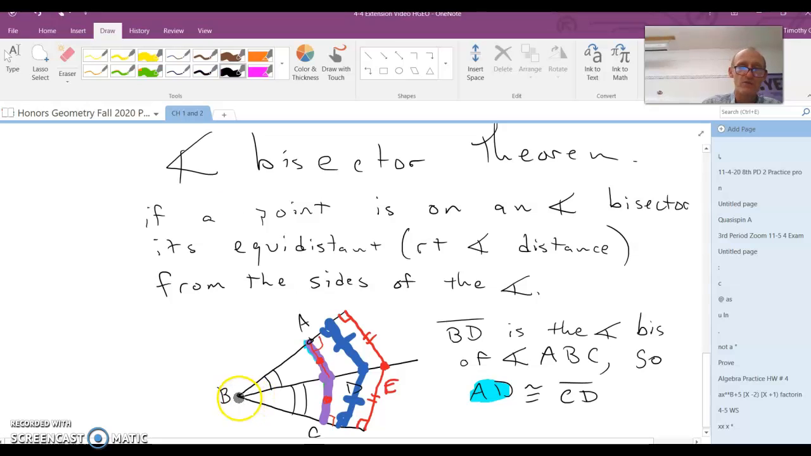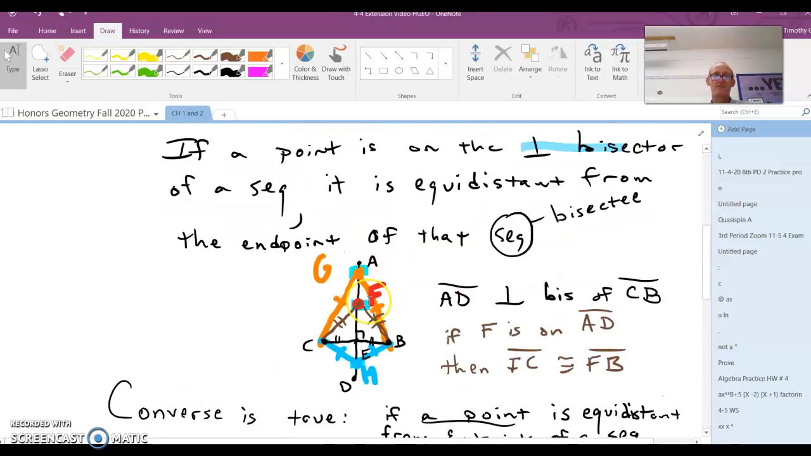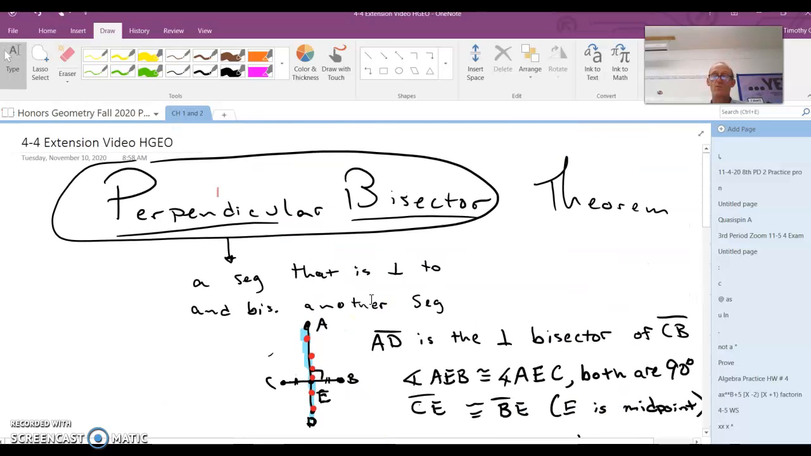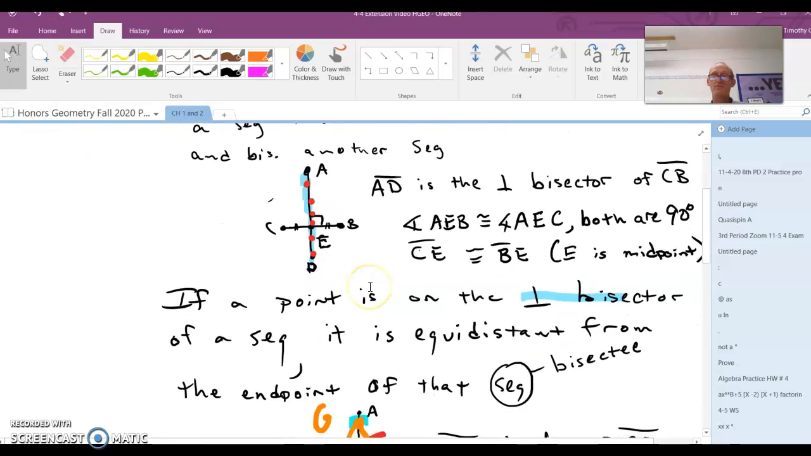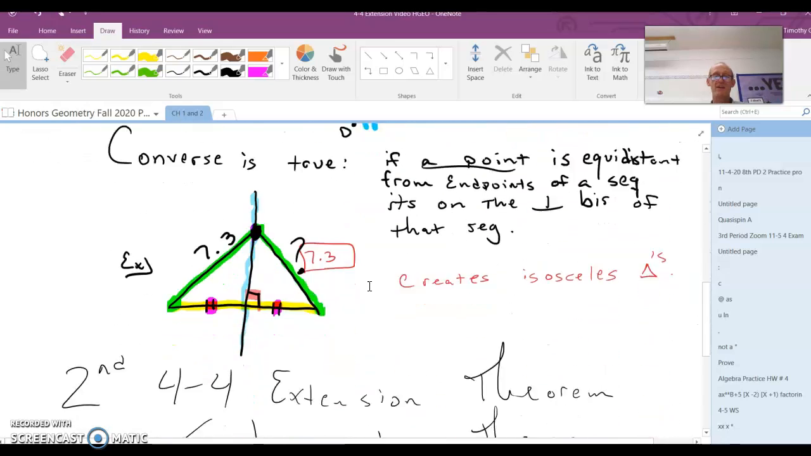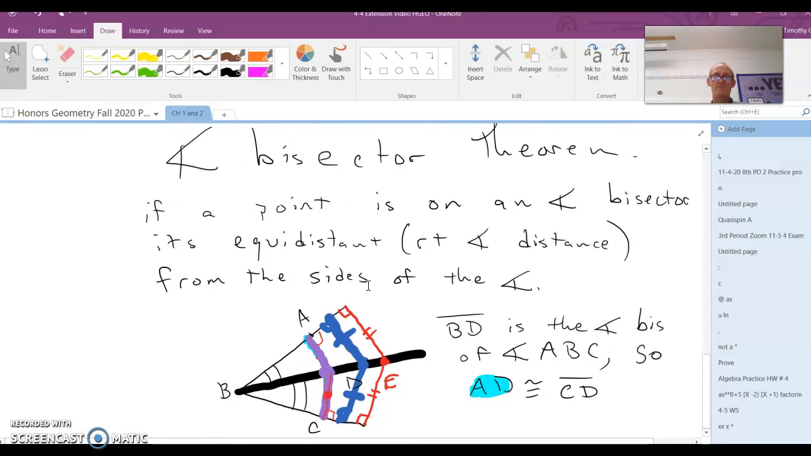All right, so those are the two theorems, the angle bisector theorem and the perpendicular bisector theorem. Angle bisector, perpendicular bisector.